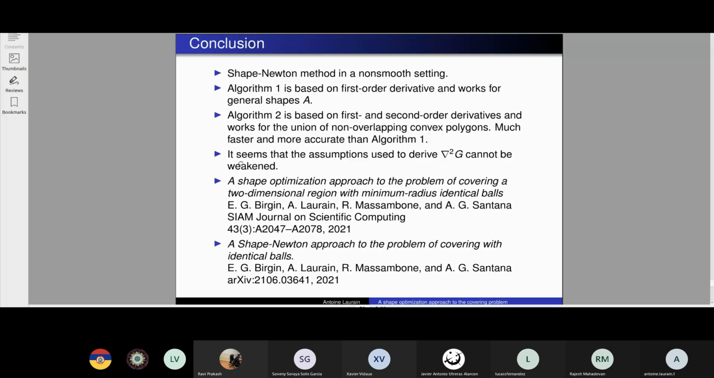So it seems we have explored this problem completely somehow, because we have also computed the second derivative, and we saw that the assumptions there seem to be really sharp. You cannot weaken them, otherwise you cannot compute the second order derivative.